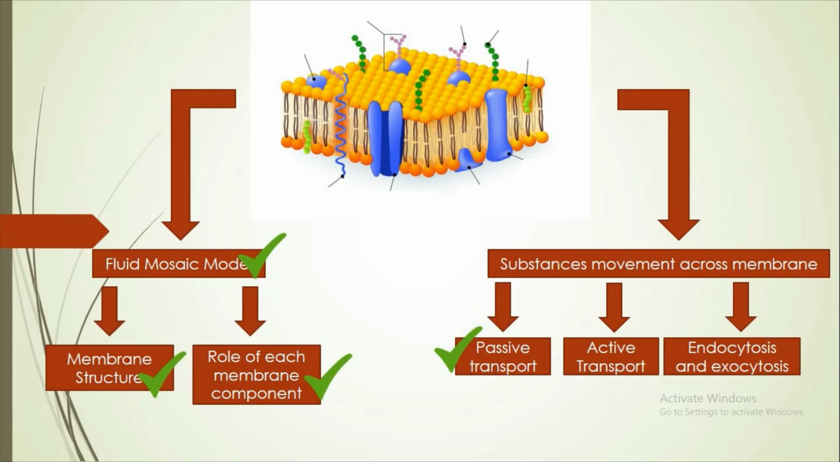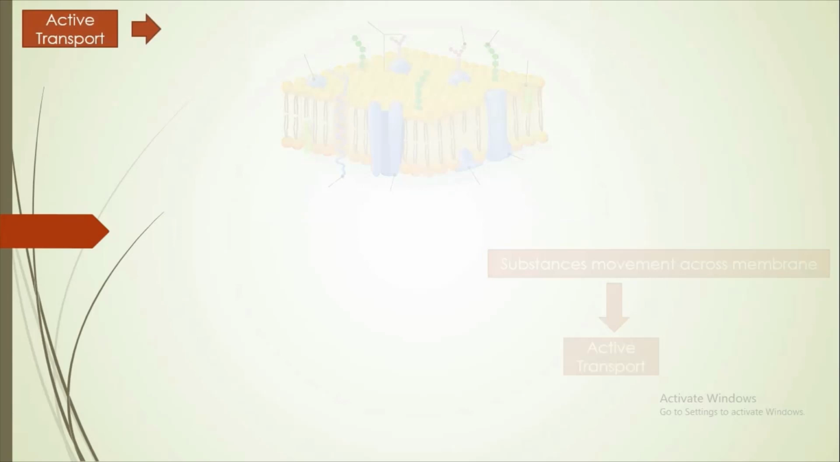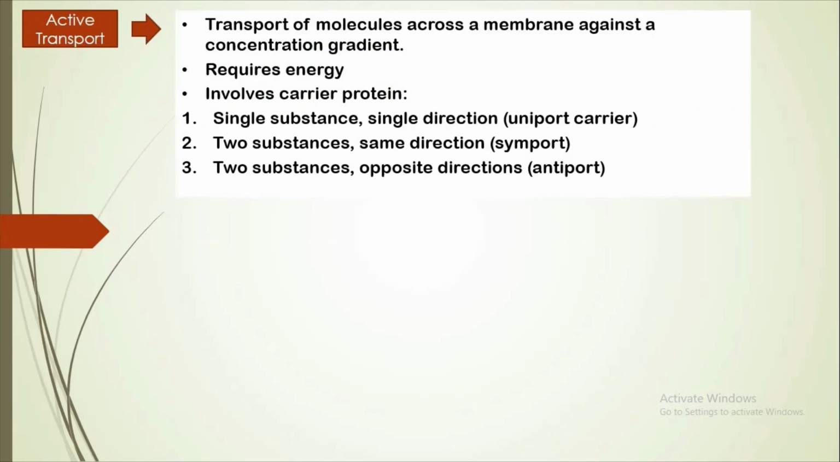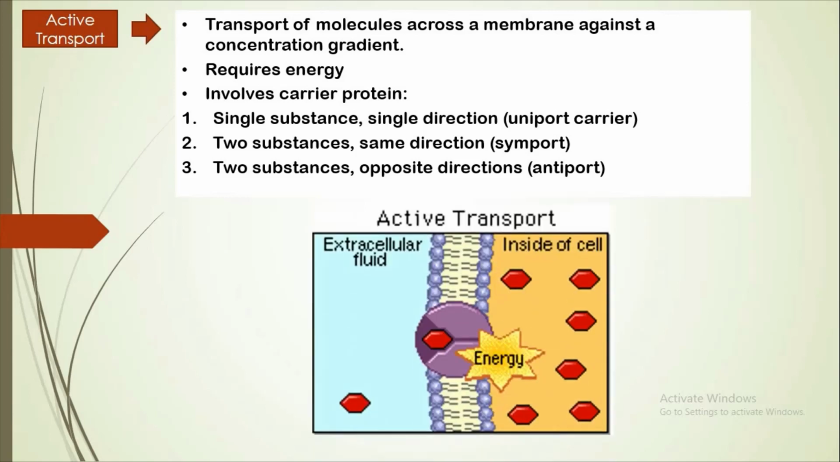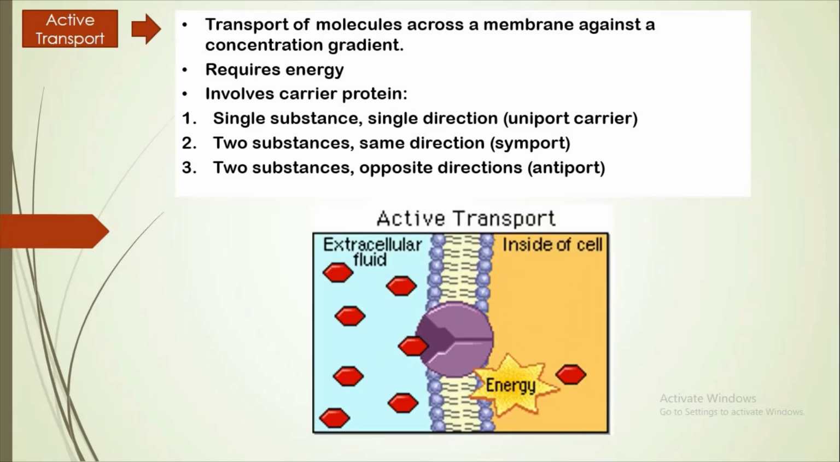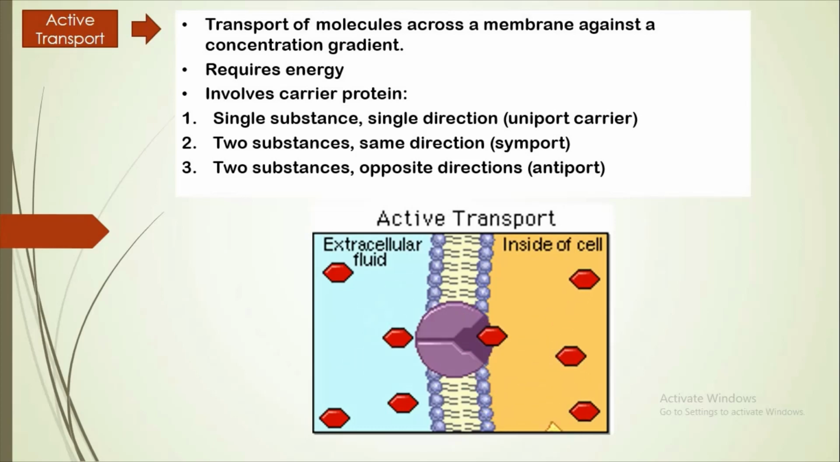So now we have covered passive transport. Let us move to active transport. Active transport involves the transport of molecules across a membrane, but against the concentration gradient. When it is against a concentration gradient, it requires energy, and it involves the use of carrier protein. So here is the animation for active transport.